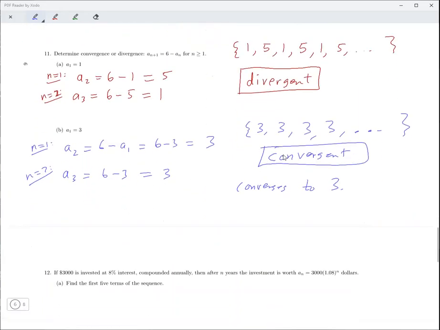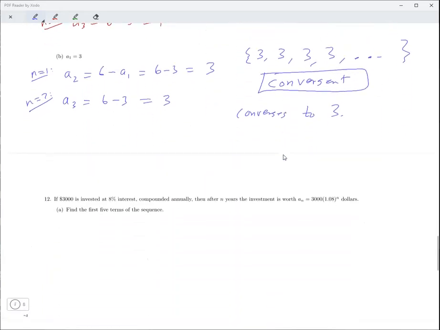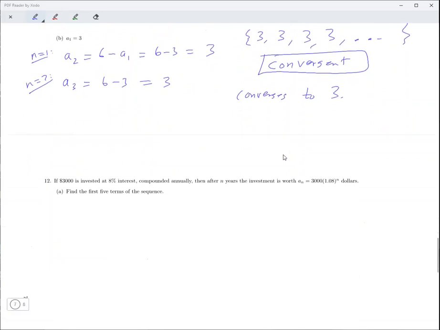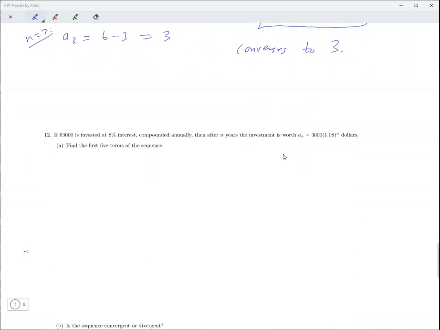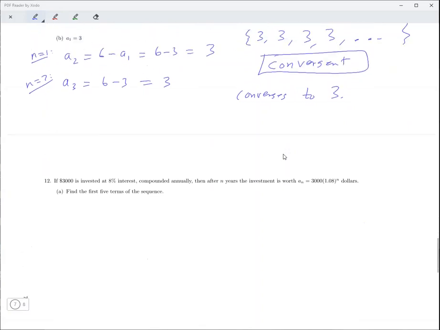Okay, let's look at number 12, which is the final problem. If $3,000 is invested at 8% interest compounded annually, then after n years, the investment is worth this much. That's correct right there. Part A, find the first 5 terms of the sequence. I'm going to use green because this is money. And money's green, right? Or some money is green.